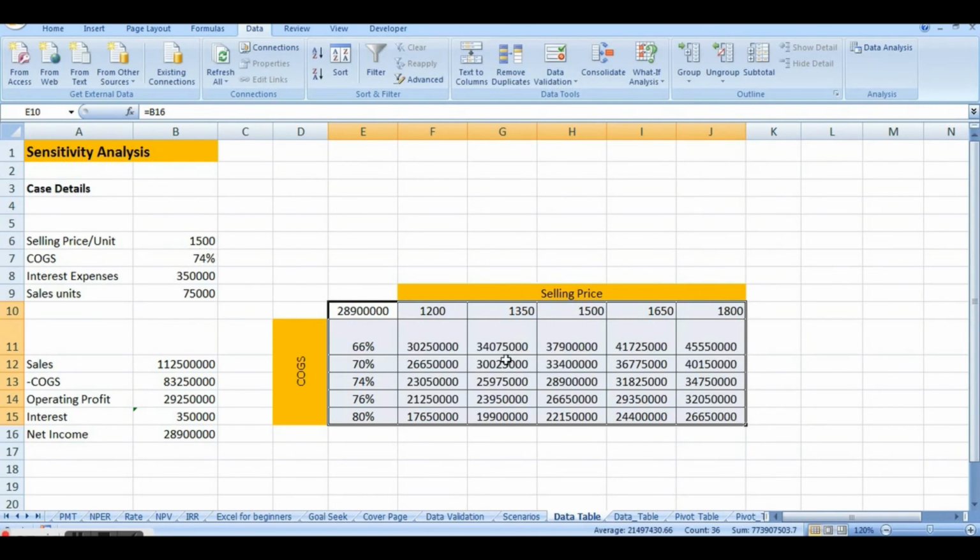It gives you value for all the possible combinations of selling price and cost of goods sold, and you can easily see the impact of it. It means at what level how much will be the profit of the organization if there is a change in the cost of goods sold in either ways. Say for example if the cost of goods sold rises to 80% and selling price goes down to 1200, how much will be the profit? Or if the COGS goes down to 66% and number of units sold goes up to 1800, what will be the profit of the organization?